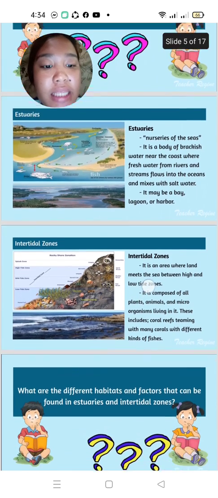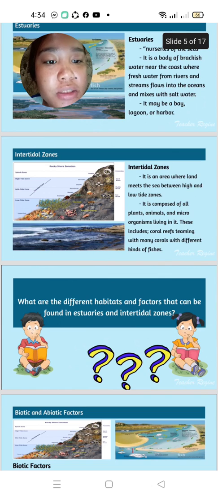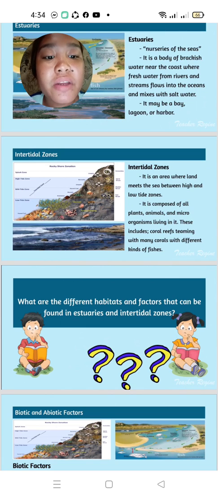Now let's proceed to intertidal zones. An intertidal zone is an area where land meets the sea between high and low tide zones, and it is composed of all plants, animals, and microorganisms living in it. This includes coral reefs, teeming with many corals and different kinds of fishes. And the importance of intertidal zones is that it maintains a balance between the land and the sea.